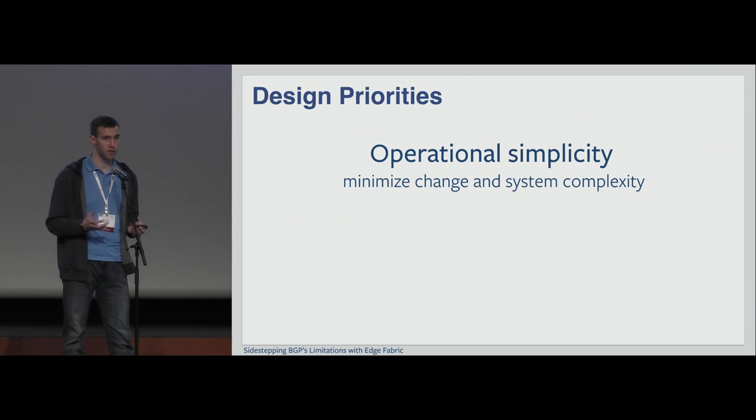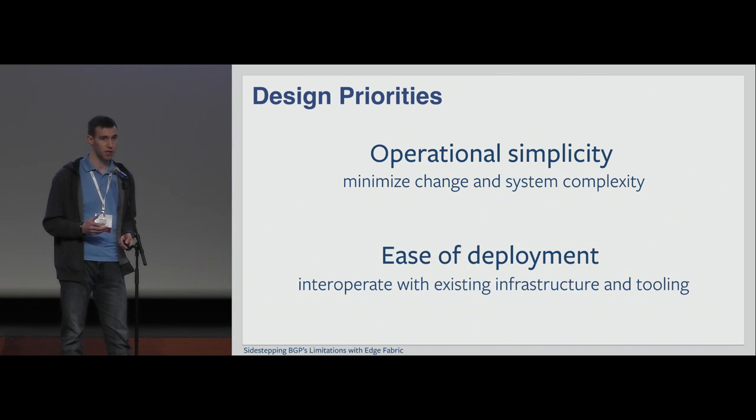So before I dive into what our implementation actually is, I want to talk about our two key design priorities here. First, we focused on maintaining operational simplicity, which means minimizing change and minimizing system complexity. Second, we wanted to have ease of deployment, which means we wanted to interoperate with our existing infrastructure and tooling. We have BGP routers at the edge of our networks, like most network operators do. We already have existing tooling for interacting with BGP. So we wanted a system which could interact with that existing infrastructure.